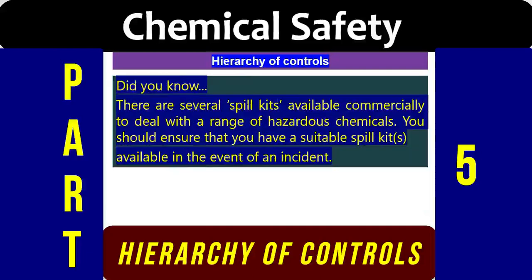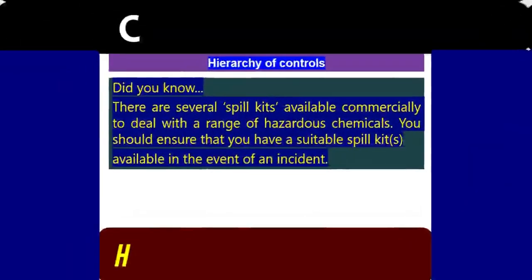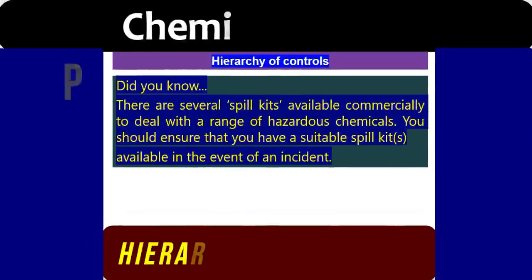to a chemical. Did you know there are several spill kits available commercially to deal with a range of hazardous chemicals? You should ensure that you have a suitable spill kit or kits available in the event of an incident on your work site in your project. As a safety practitioner, as an environmental engineer, it is your responsibility to demand these spill kits in advance. You will not wait for the incident or exposure of chemicals.